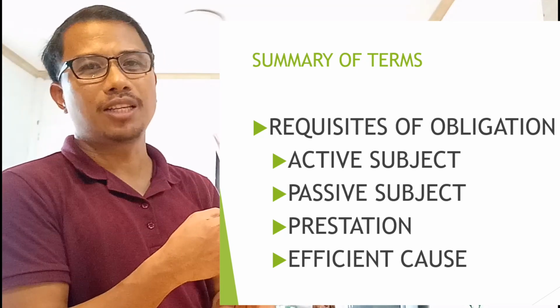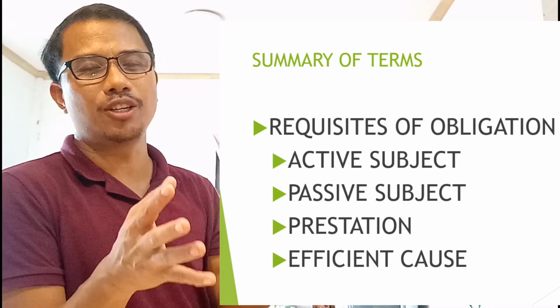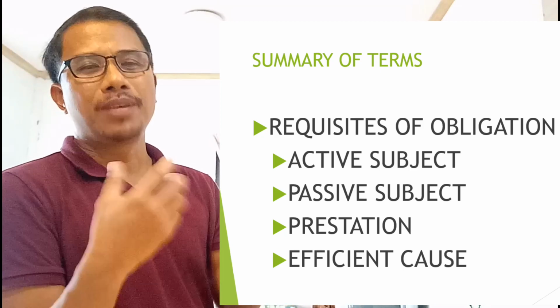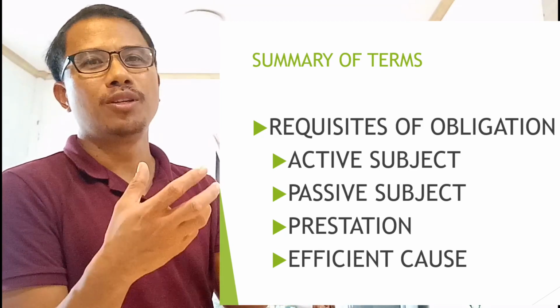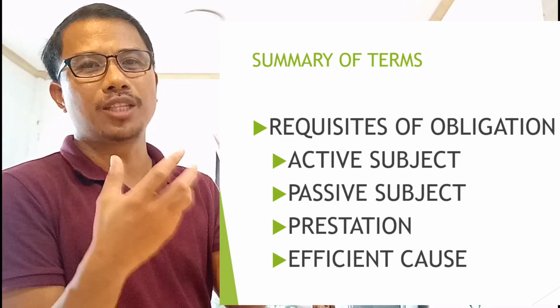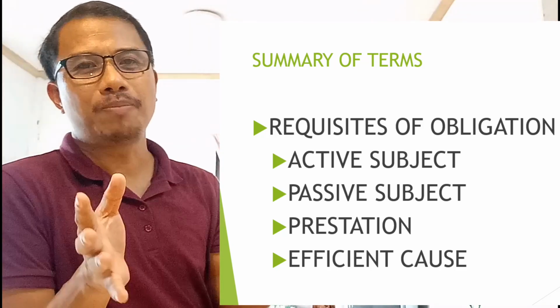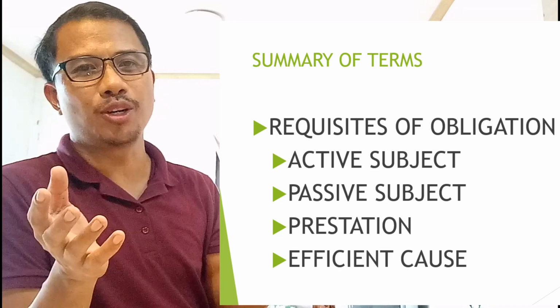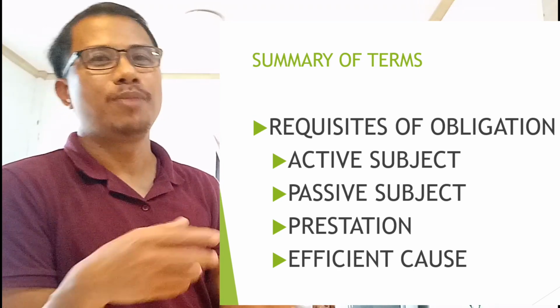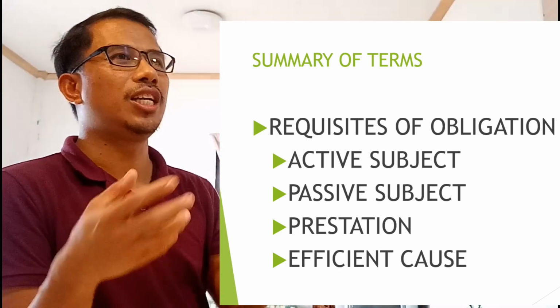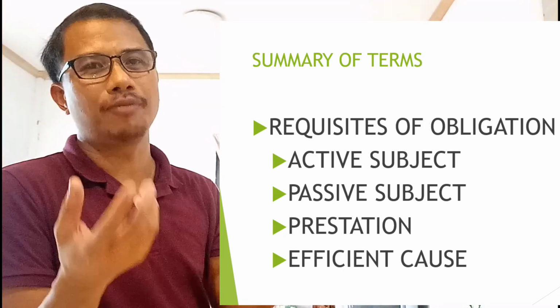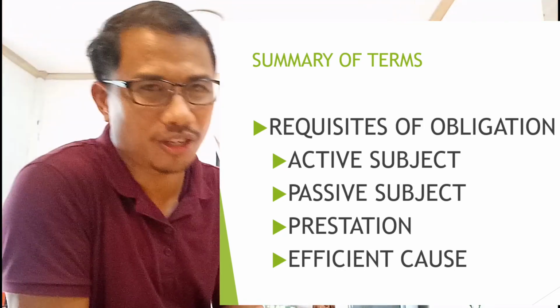When we talk about active subject, it refers to the obligor or the debtor, because the debtor and the obligor is the one that will perform his obligation. Then we talk about the passive subject, that refers to the creditor or the obligee, because the obligee or the creditor will just wait for the debtor to perform his obligation.